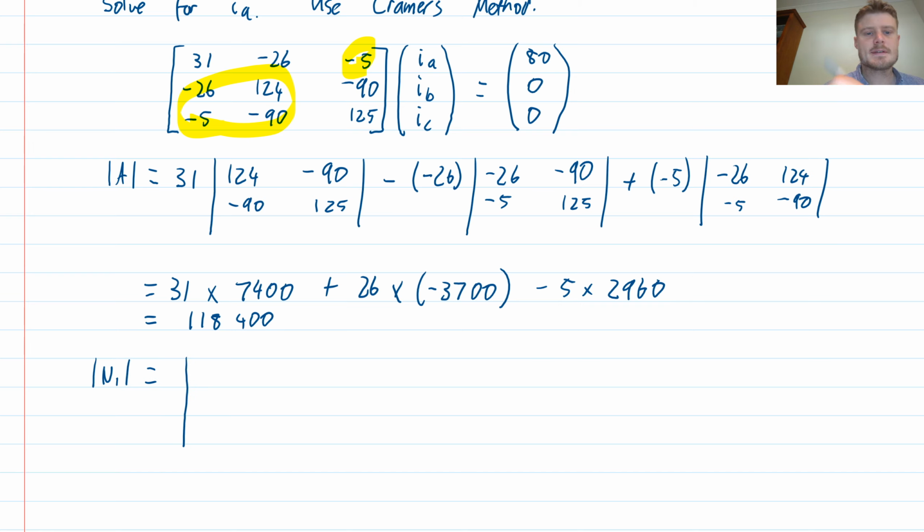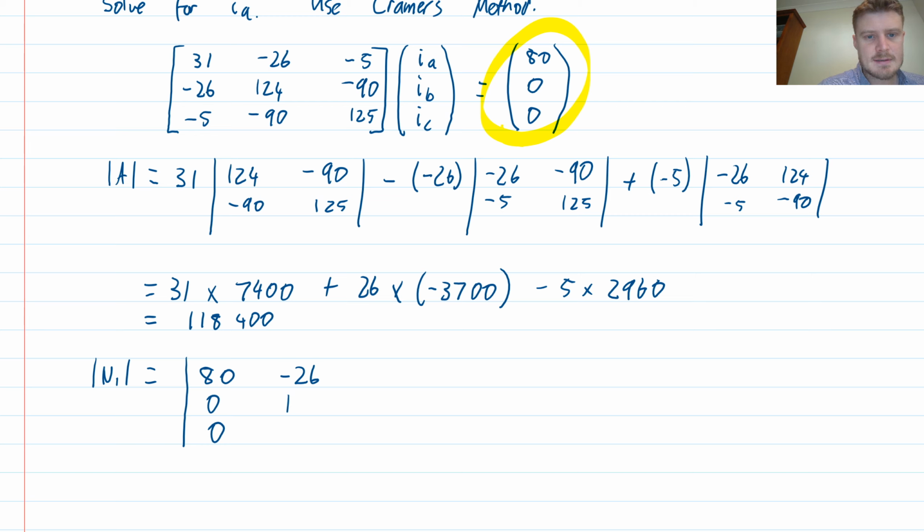Now for IA, I need to know the determinant of this M1 matrix, which is the determinant that I get when I replace the right-hand side, the B vector over here, in the first column. So I will have 80, 0, 0, and then I just read off the rest of my matrix: negative 26, 124, minus 90, minus 5, minus 90, and 125. And I need to go and calculate the determinant of this.